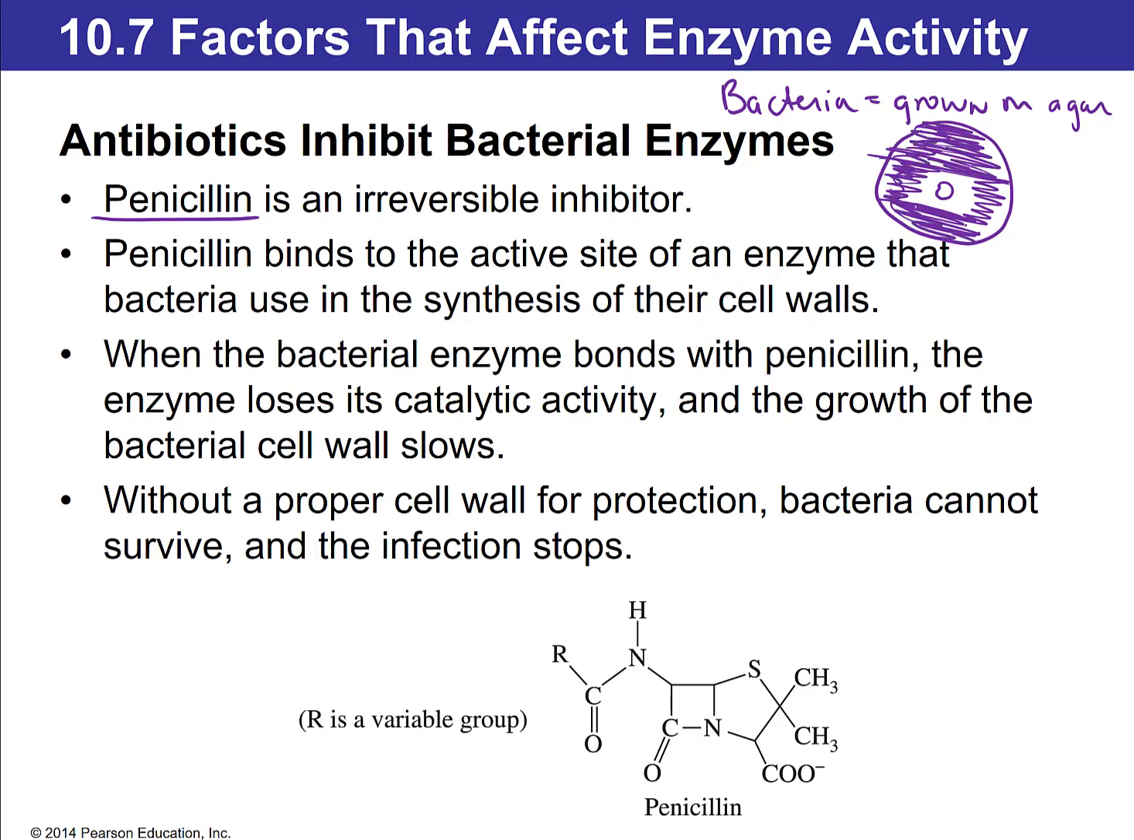Everywhere else he had his bacteria, except right around where the mold was. So then he was like, well, why? Why didn't the bacteria grow right up to the mold? Why is there this clear zone? What does the mold make that doesn't let the bacteria grow? What the mold makes is penicillin.